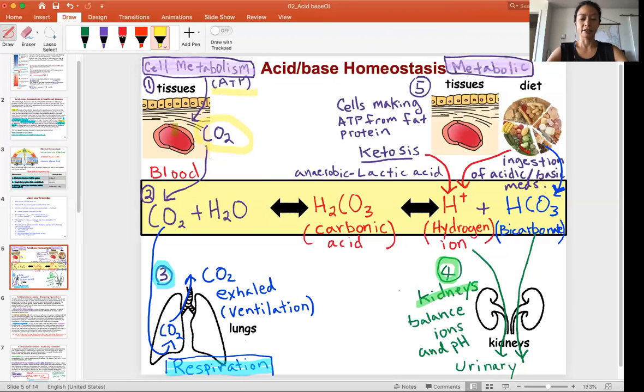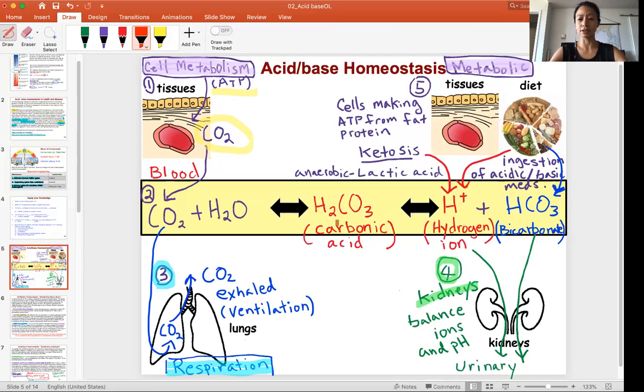As cells are doing work and living, the CO2 is moved because it needs to be exhaled. So it moves from the tissue into the blood. So now CO2 is moved into the blood here. When the CO2 is moved into the blood at step 2, it will combine with water, H2O. So CO2 plus H2O in the blood will make H2CO3. H2CO3 is carbonic acid, so it's a very weak acid.